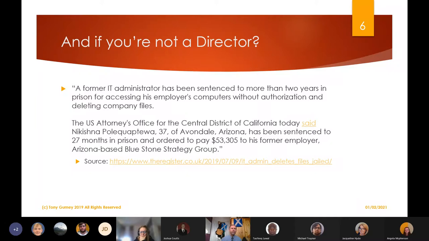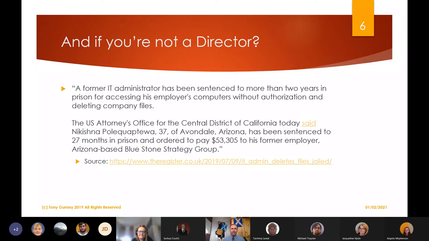There's an example from America where somebody who had been employed by a company had been let go. And because nobody in the company had thought to revoke their access privileges, they could still get access to all the company systems. They could get access to HR files, they could get access to accounting, they could delete files, they could do anything they wanted.